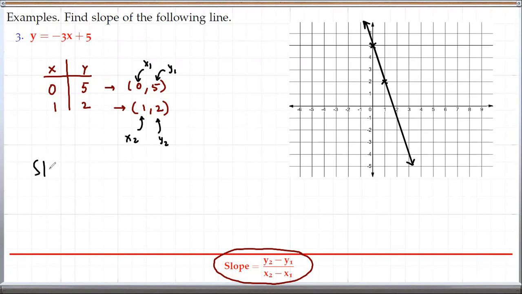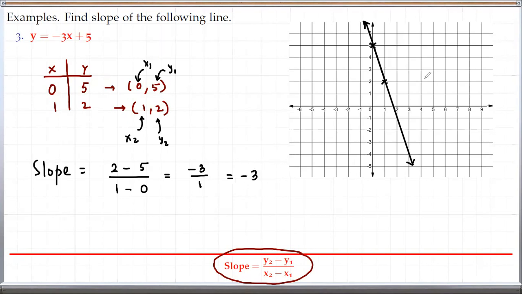So now let's find the slope. So for slope, we can use this formula, y2 minus y1 over x2 minus x1. y2 is 2, y1 is 5. So we have 2 minus 5 for y2 minus y1, and 1 minus 0 for x2 minus x1. So this becomes negative 3 on the top over 1. This is negative 3. So the slope of this line is negative 3.